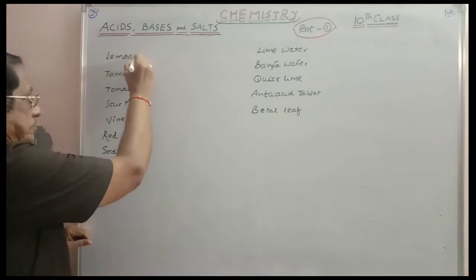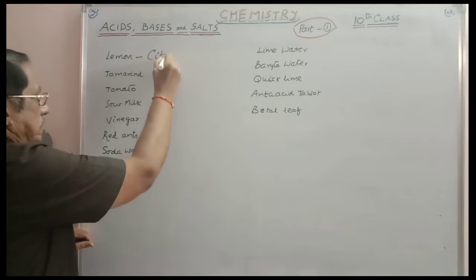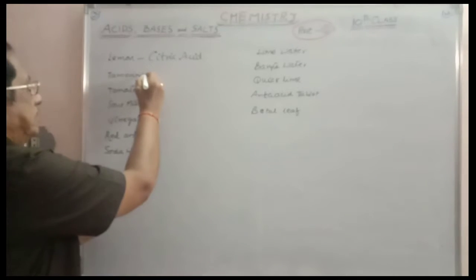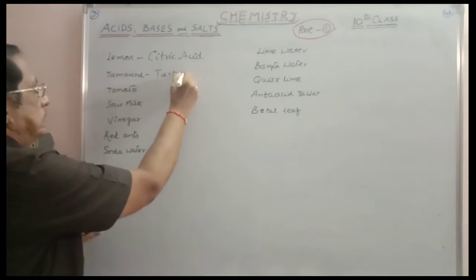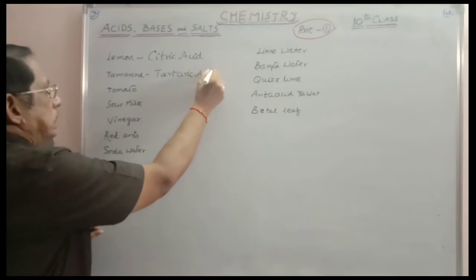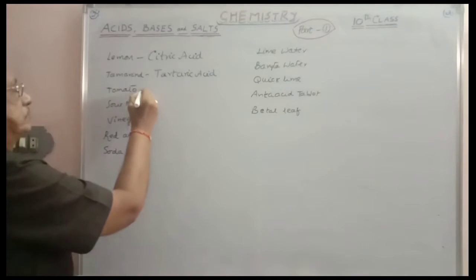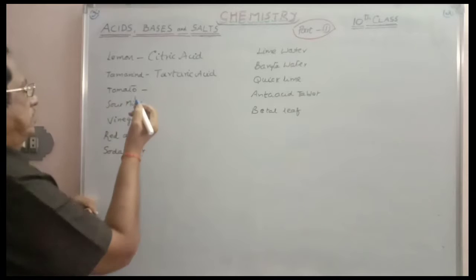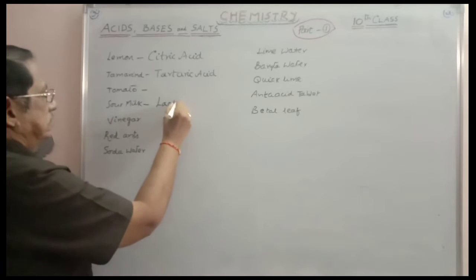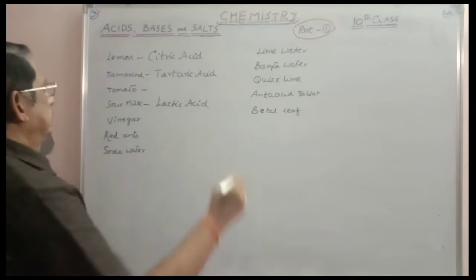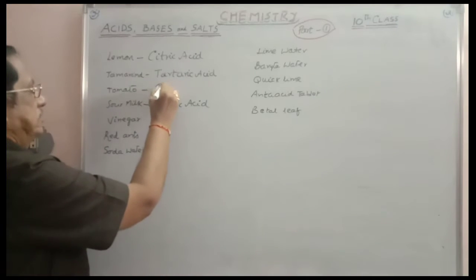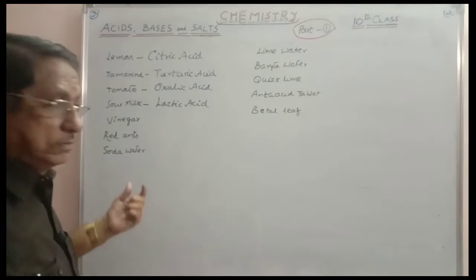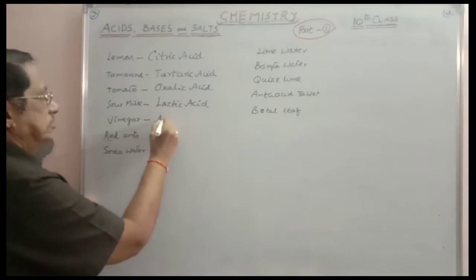In the case of lemon, it contains citric acid. Tamarind contains tartaric acid. Tomato contains some other acids. Sour milk contains lactic acid. Tomato contains oxalic acid. You know pretty well vinegar. Vinegar contains acetic acid.